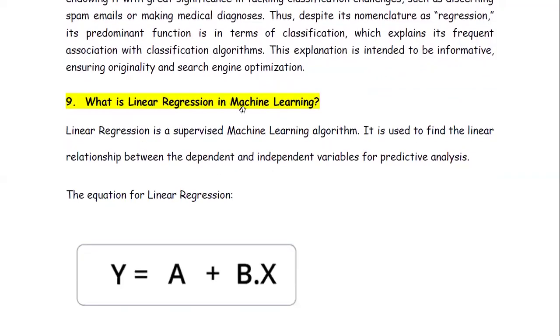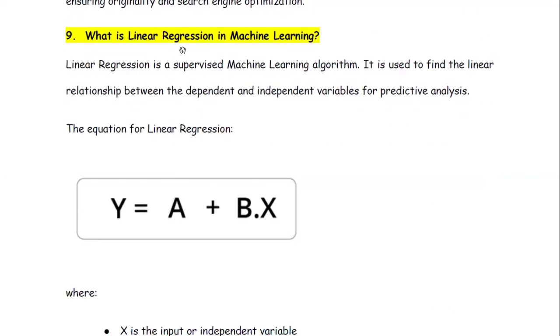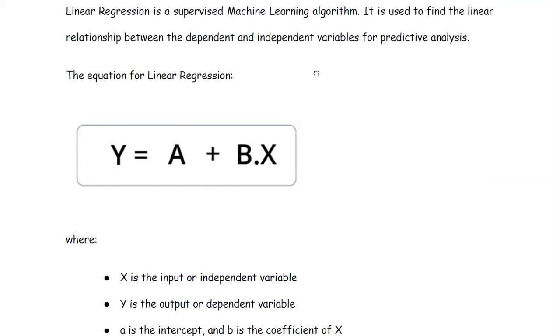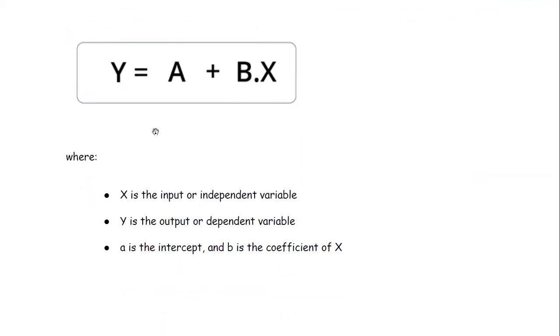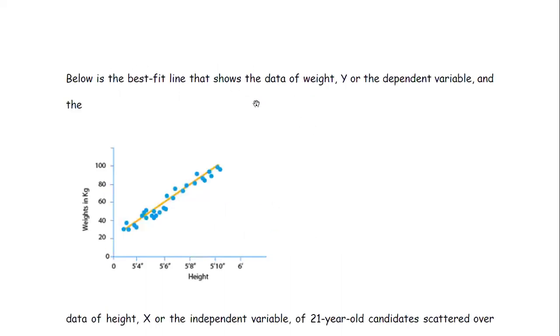Then next question, what is linear regression? So in machine learning, this is a supervised algorithm, of course. It is used to find a linear relationship between dependent and independent variables for predictive analysis. So an equation is very common here, y = a + bx, where x is the input or independent variable. Why? Because from the equation, it is very clear that y depends on x, because the y value can be found from a + bx. So the x value is needed to find the value of y. That's why x is the input or independent variable, while y is the output or dependent variable, and a is the intercept and b is the coefficient of x.